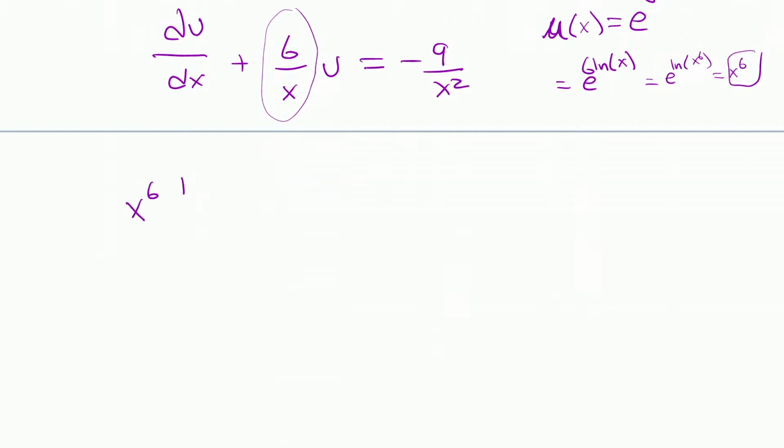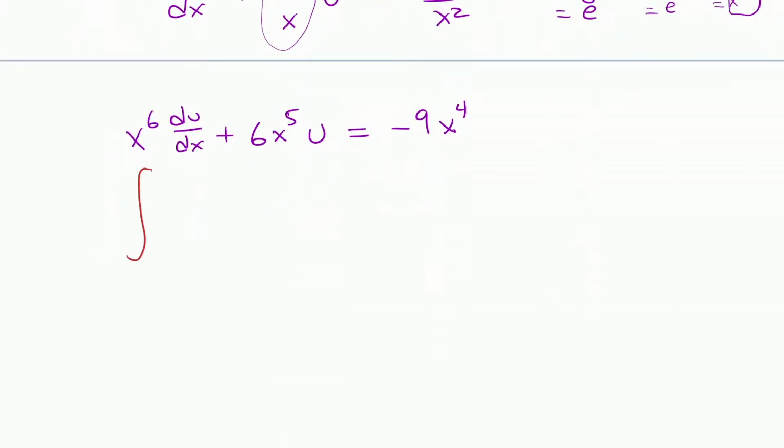So x to the 6th du over dx plus 6x to the 5th u is equal to negative 9x to the 4th. So just to explain where everything went, when I multiplied x to the 6th times 6 over x, one of the x's canceled. And when I multiplied it by 9 over x squared, two of them canceled. Okay, now at this stage, I'm going to write down everything. Some of you are skipping this step, which is fine if you get it right. But if you get it wrong, you might want to write this down.